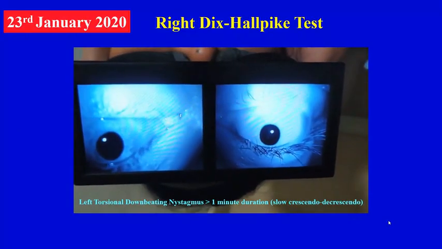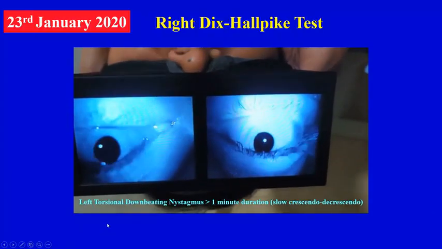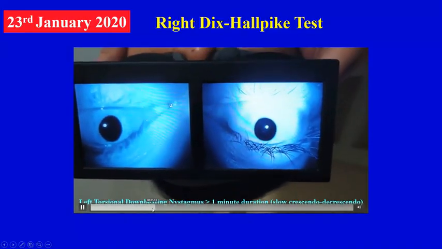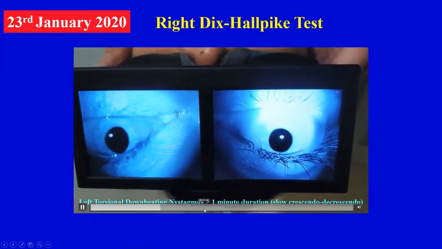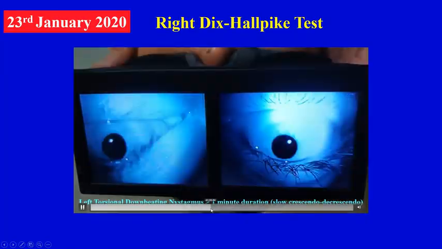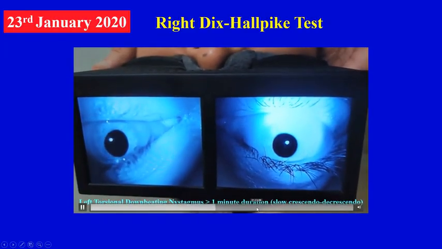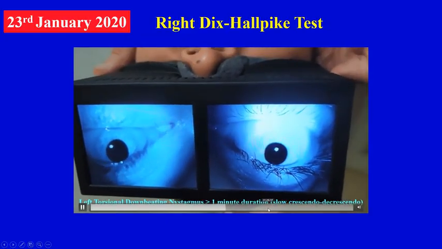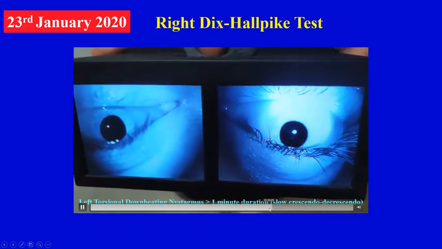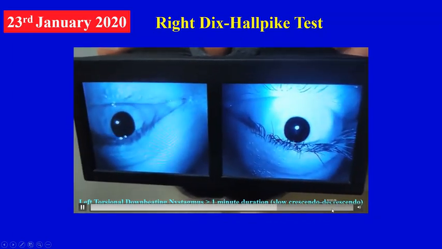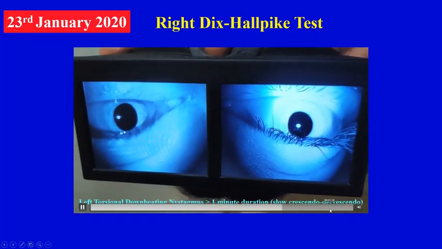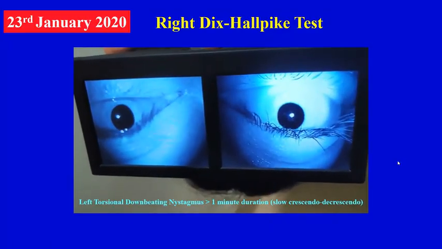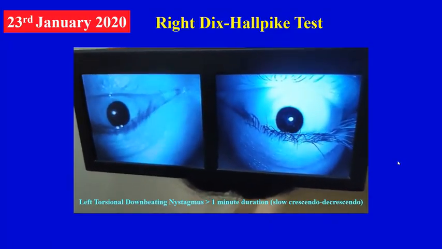So I need to fast forward this nystagmus here. I'm fast forwarding it to 30 seconds. It is still present. Fast forwarding it to 1 minute. It is still present. 90 seconds. It is still present. And at 2 minutes, it is still present. So the persistent slow crescendo-decrescendo left torsional positional nystagmus.